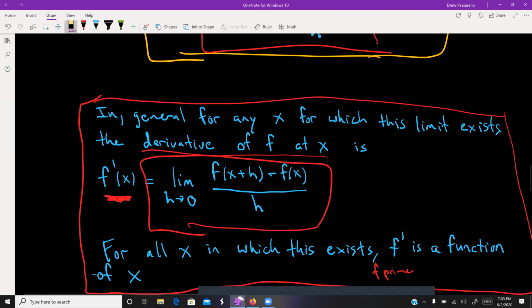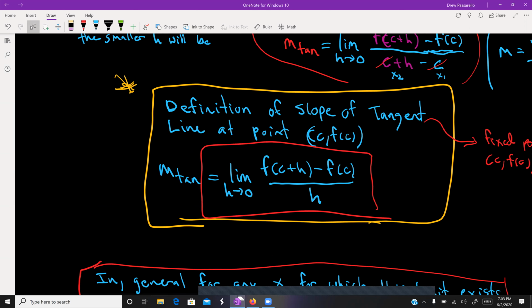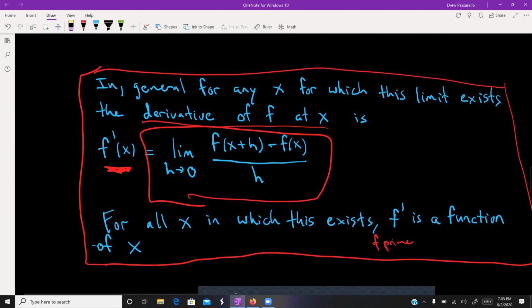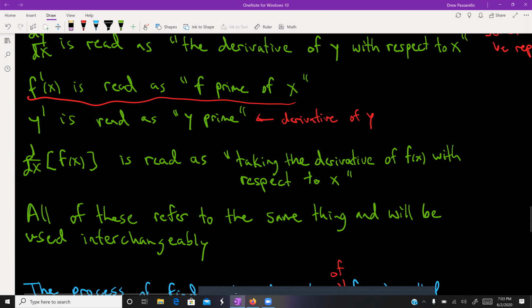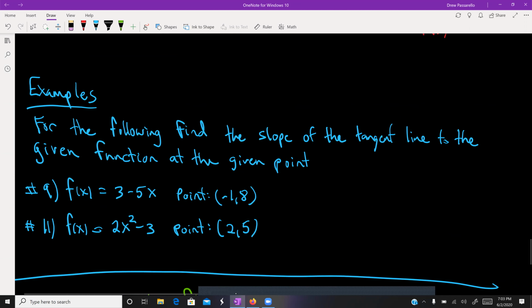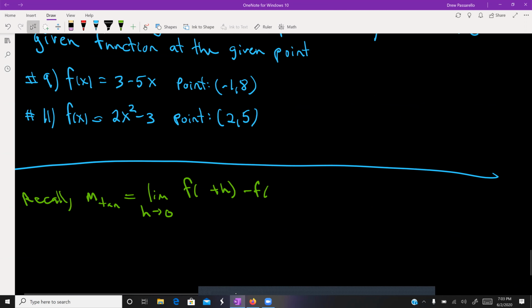All right, so this is the definition I'm going to be using. So f of c plus h minus f of c, where c is going to be a fixed x value. In this case, c is going to be -1 for number 9. So it's f of c plus h minus f of c, all that divided by h.